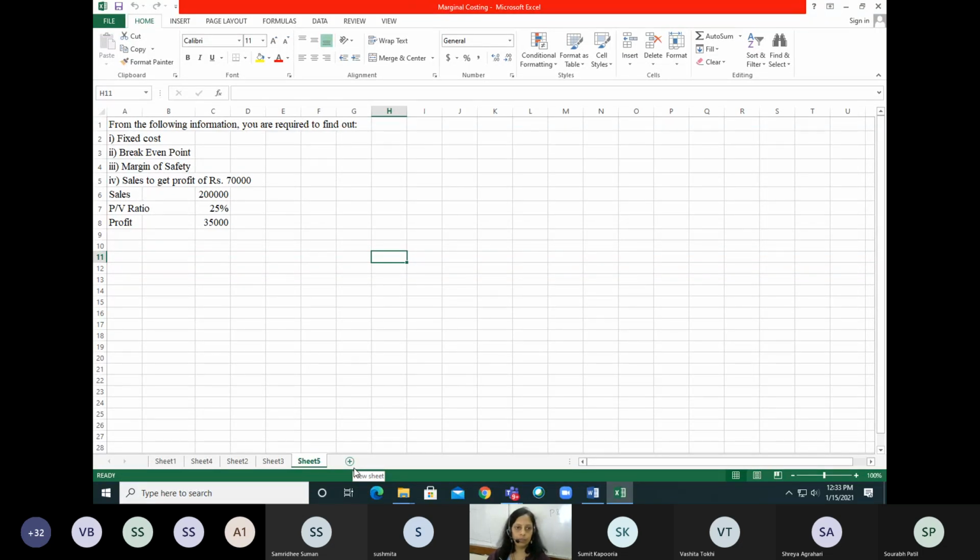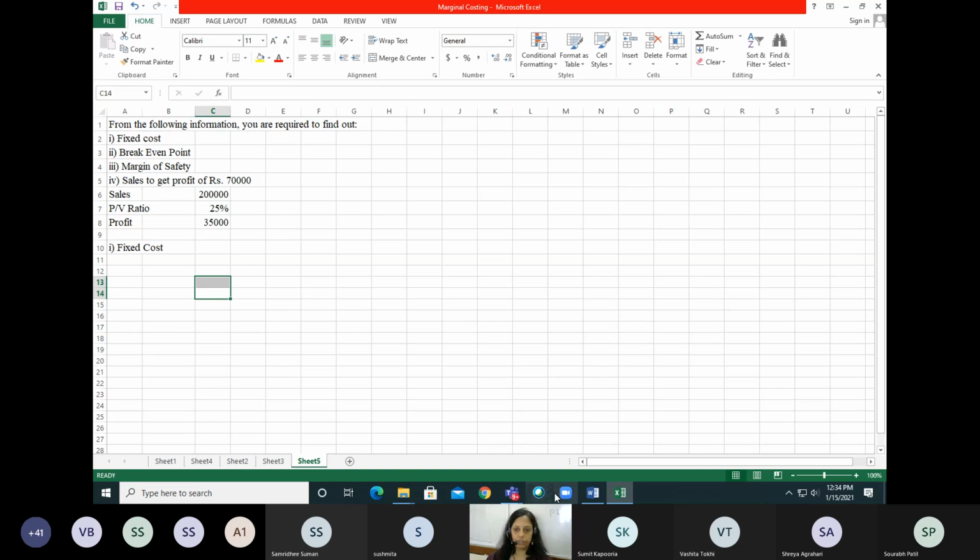You can use a calculator. From the following information, you are required to find out four things: fixed cost, break-even point, margin of safety, and sales to get profit of 70,000. Now read what information is given: sales, PV ratio, and profit. Now we will start with the first thing they have asked, that is fixed cost. Which formula will you use first to calculate the fixed cost?